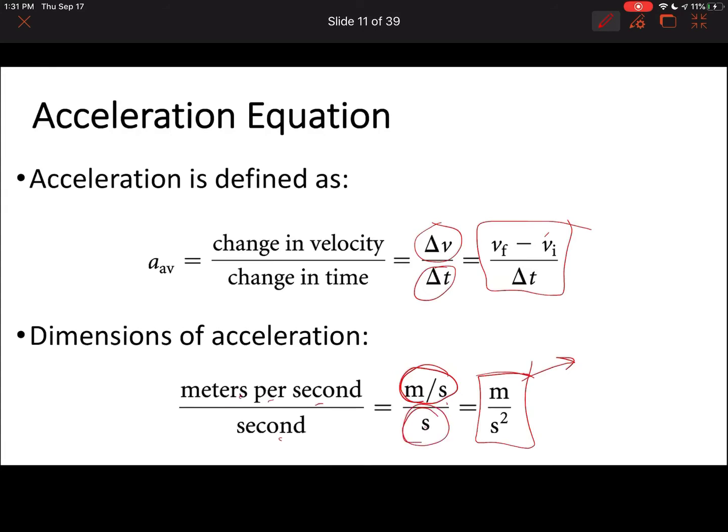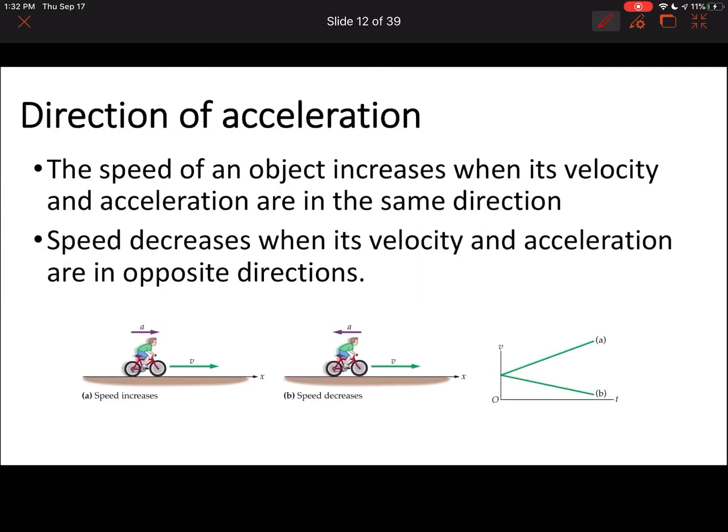If you have velocity in miles per hour and you have time in minutes, well, those units are not going to work out. So make sure you're paying attention to your units and that you're using the right ones, the SI units and only SI units. Does acceleration always speed an object up?